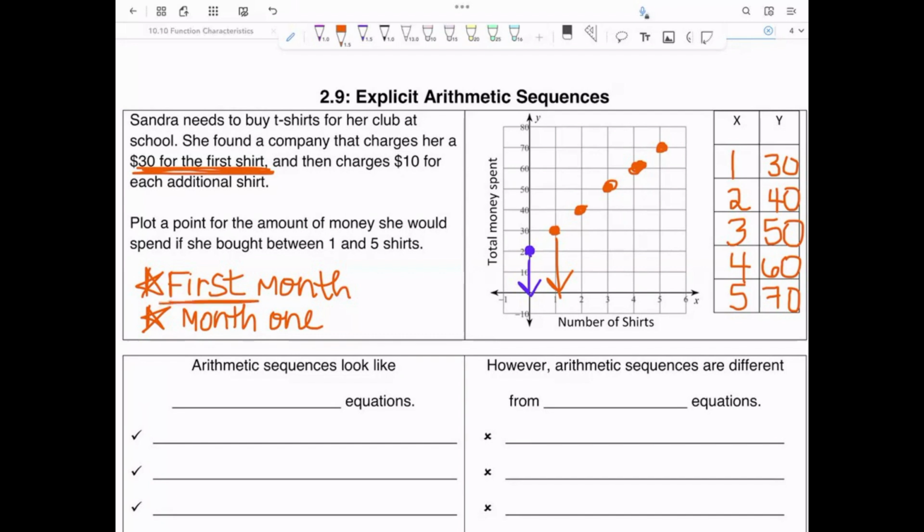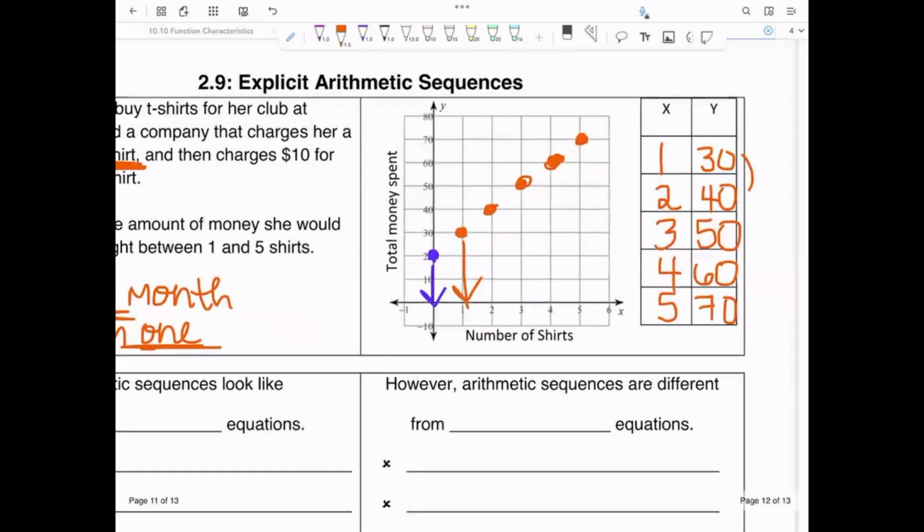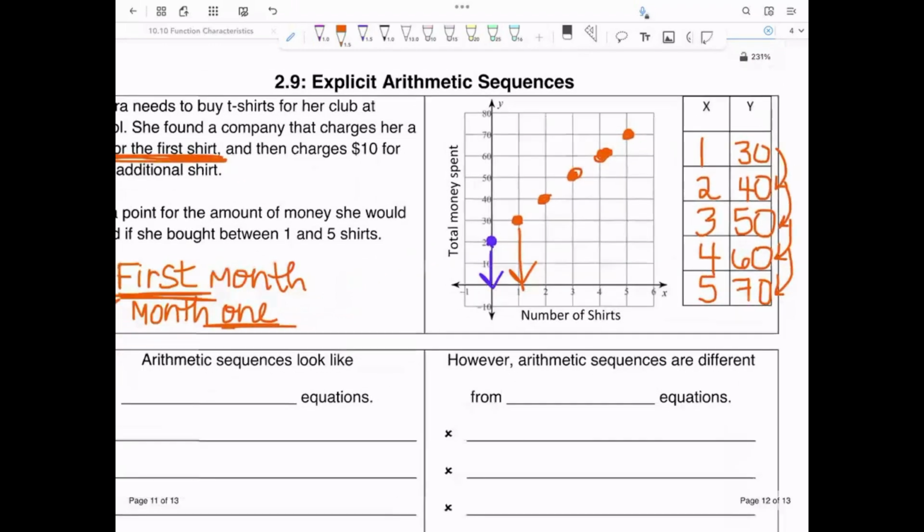Anytime you see the word first or 1, that's going to indicate that it is a sequence instead of a linear equation, even though these look very similar because we can tell by the pattern that this is adding 10 each time. So it has a constant rate of change, just like linear equations.